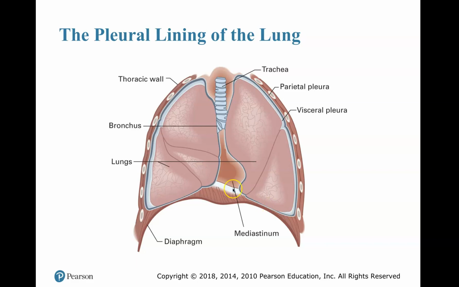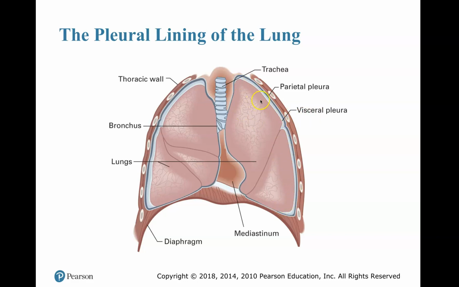Okay, the pleural linings of the lung. You have the thoracic wall, which encompasses your ribs, intercostal muscles. Here's your bronchus and your lungs here. Then we have the trachea, and then we have the parietal pleura here between the chest wall and the pleural space, and then the visceral pleura, which is going to be wrapped around the lungs itself.